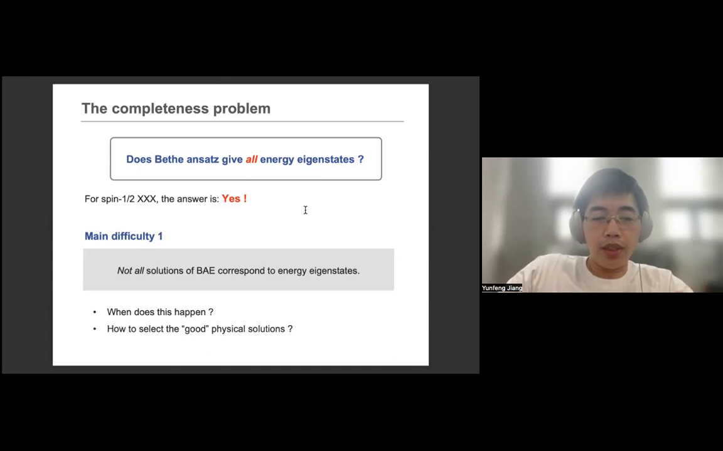I think there are at least two difficulties. The first difficulty is that not all the solutions of Bethe ansatz equations, which I just showed you, correspond to energy eigenstates. Namely, there are some solutions which are not physical. They do not correspond to eigenstates, and they should be thrown away. So we need to understand when this happens, namely, when are the solutions not good? And second, how can we select the good physical solutions? This is one of the main difficulties.